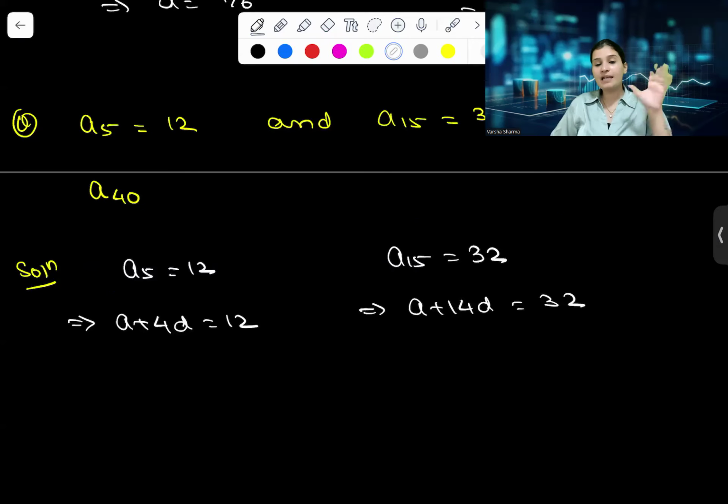So I have two variables and two equations. Now I need to solve them to find A and D. The basic thing in AP is subtract. So subtracting both of them.